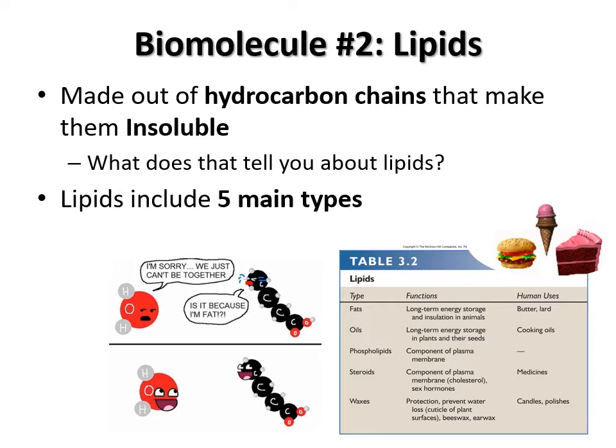Now there are 5 main types of lipids, and we have them listed here. Make sure you know the examples of what is a lipid. So the types or the examples are fats, oils, phospholipids, steroids, and waxes. And each one you'll find in different locations. I'll give you a little info about each of them in the next slides.